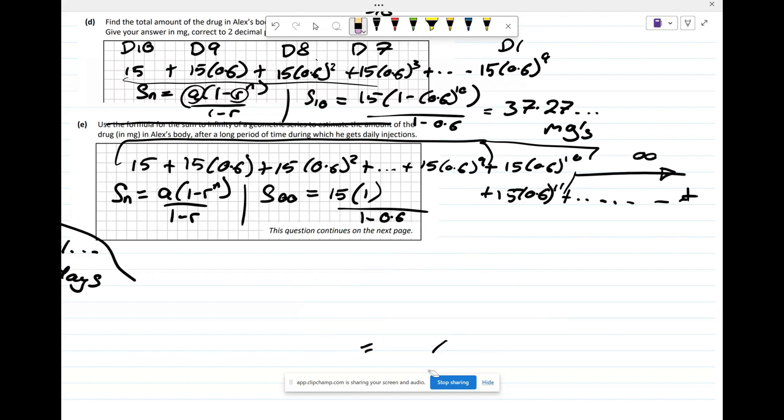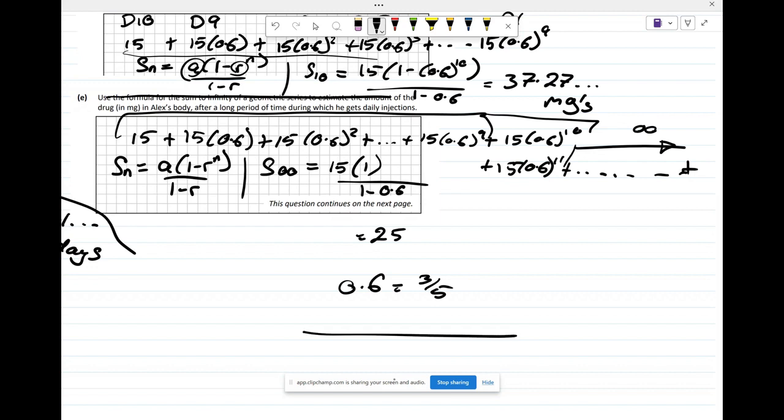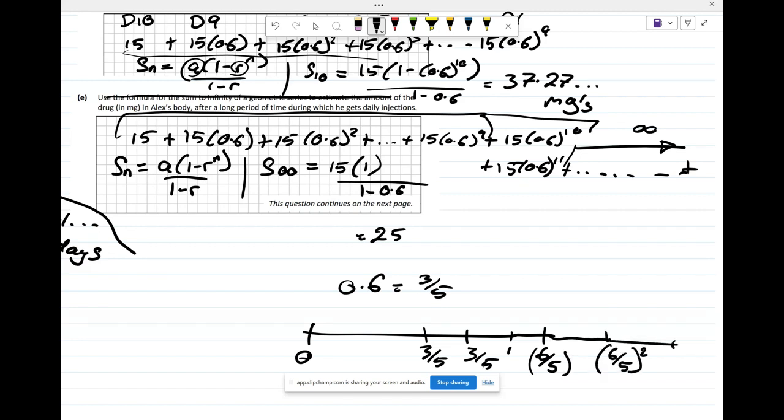So we just put that in our calculator. 15 over 0.6, and that is 25. Okay. One thing to note is that this won't work if our r isn't less than 1. Our r was 3/5, so it was a fraction less than 1, so when we multiply it by itself, it gets smaller. If our fraction was, say, 6/5, if we multiplied it by itself, it would actually get bigger: 6/5 squared, 6/5 cubed, and this is the same for any number greater than 1.